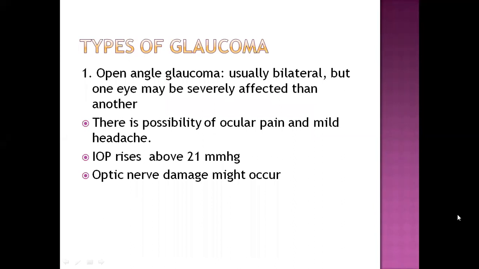Types of glaucoma. There are two types of glaucoma, open angle glaucoma and angle closure glaucoma. In open angle glaucoma, it is usually bilateral, occurs in both eyes, but one eye may be more severely affected than the other. There is a possibility of ocular pain and mild headache. Intraocular pressure rises above 21 mm of Hg, and also optic nerve damage might occur.